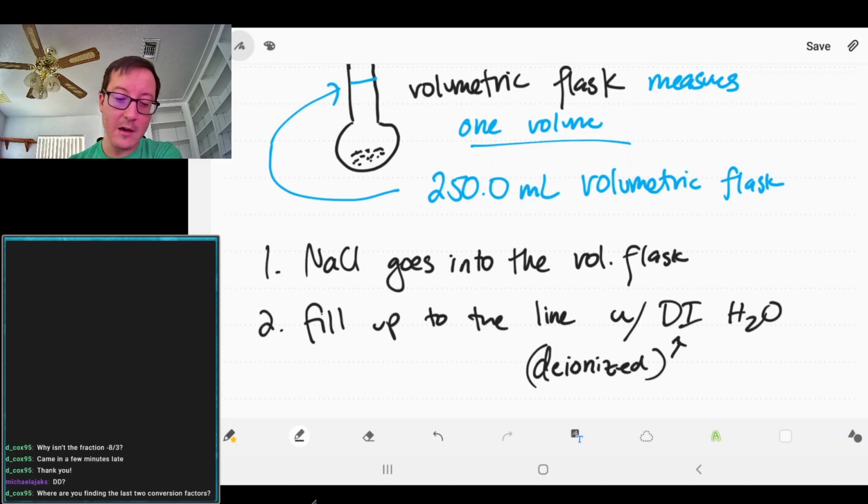So you're going to weigh out your mass of your substance. In it goes. Then you're going to add water up until that line. And then you will have your exact volume of your solution of exact molarity. Pretty nice process there.